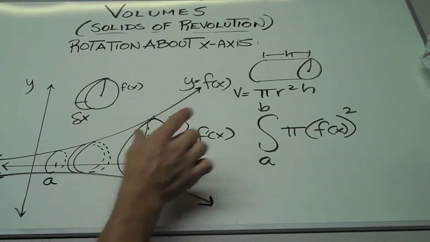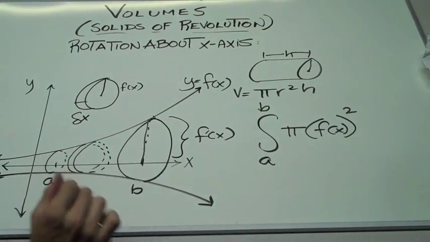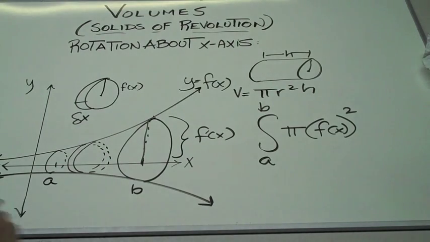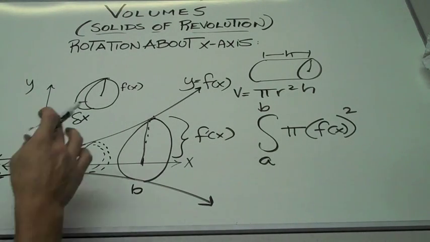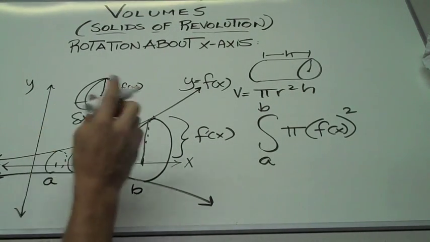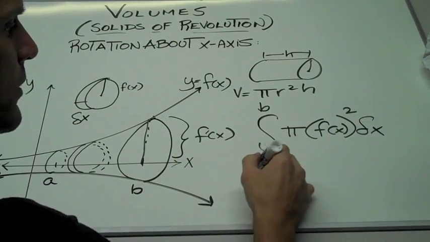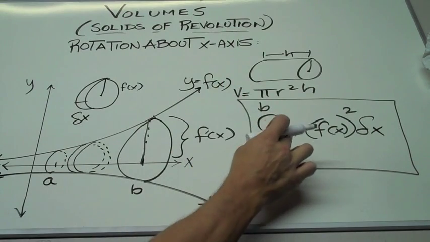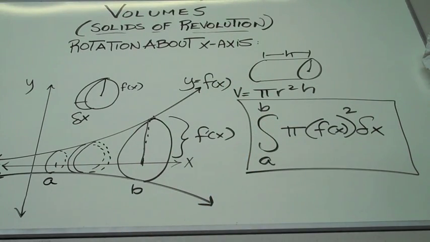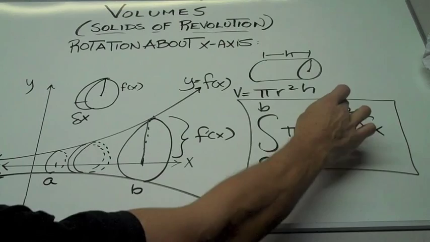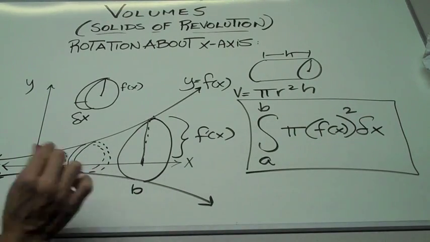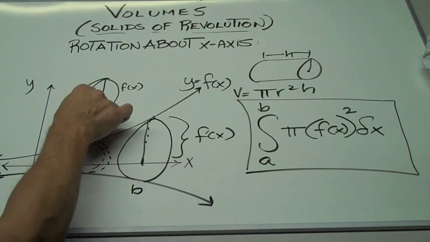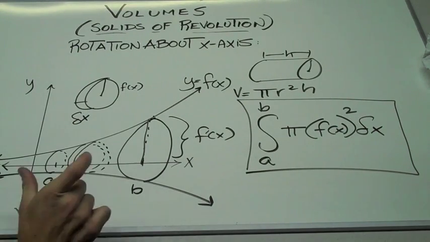What's the width of each slice? Instead of taking the height of the whole thing, we're going to take the sum of the widths. What's the width of each little slice? Well, we found that that's dx. So here is what you need to remember: we're going to integrate from a to b of pi r squared. Well, r is f of x, so pi f of x squared, and dx is the width of each of those little slices.